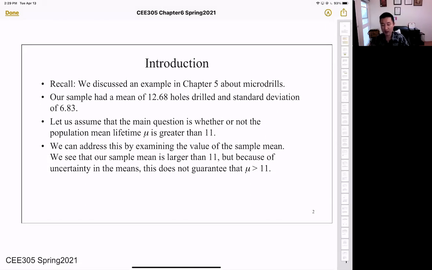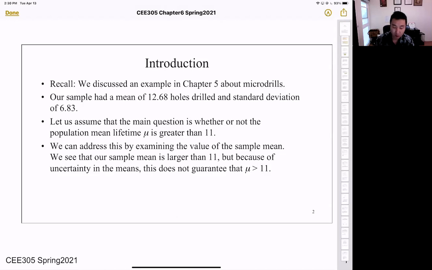So if we want to answer the question of whether or not the population mean life, mu, is greater than 11, which means whether the new microdrill can drill on average more than 11 holes, this is a very typical question we may ask. Let's see what we can do. We can address this by checking the value of the sample mean, same as we did for the confidence interval.